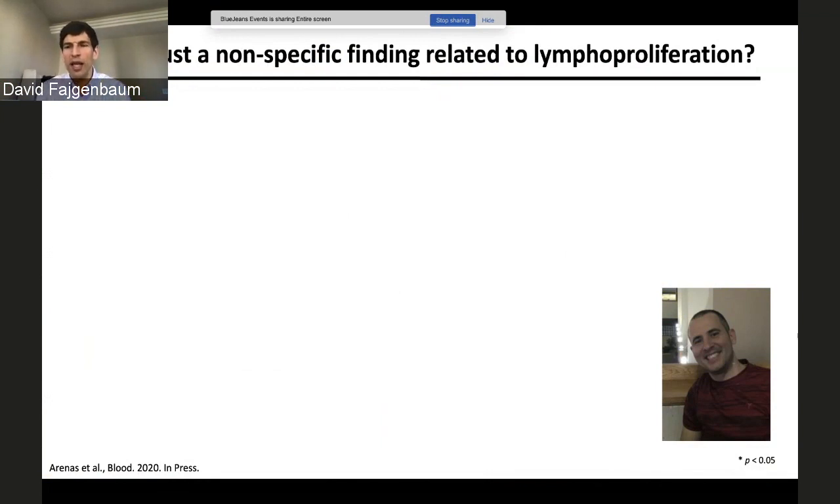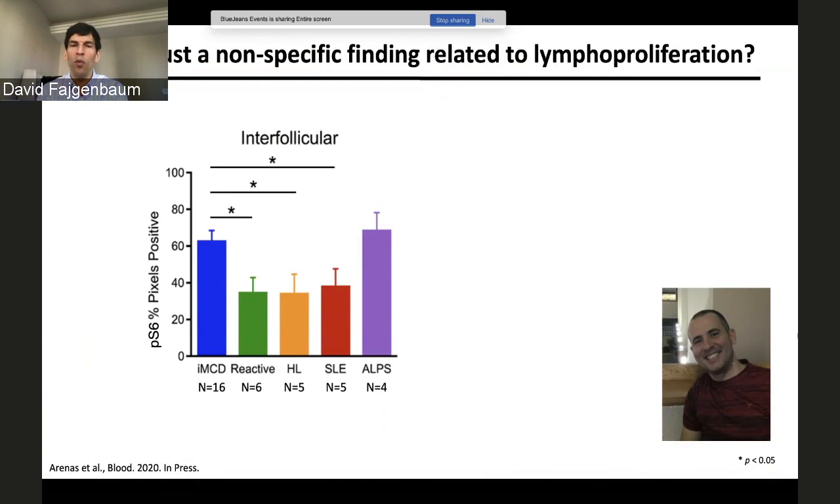This is work that was led by Daniel Arenas, who's pictured here, and also Dustin Schilling before him, who helped to lead our lab. And what we found was that, yes, there's increased mTOR activation in iMCD where there are big lymph nodes, but it's actually significantly increased mTOR activation relative to other diseases where there are enlarged lymph nodes, like reactive lymph nodes, Hodgkin lymphoma, and lupus.